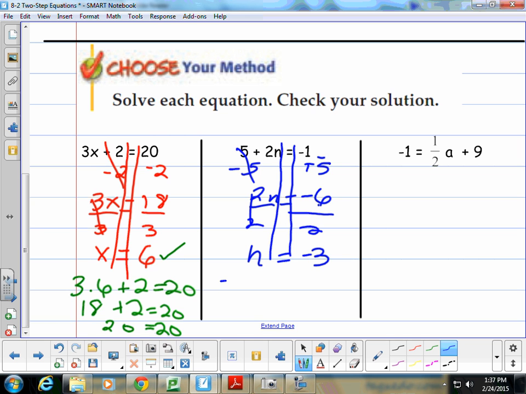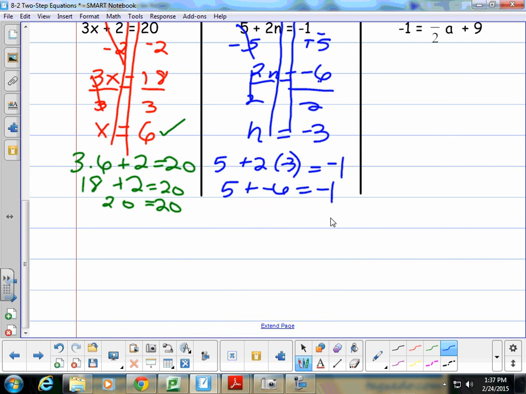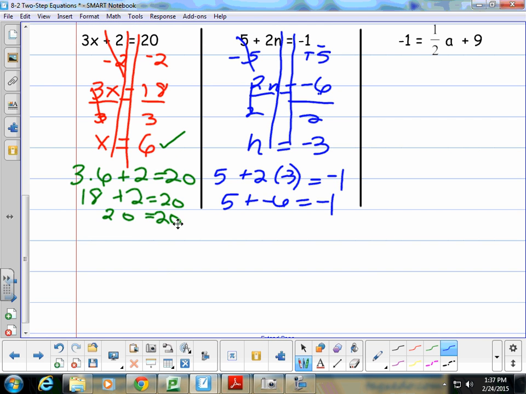Plug it in to check. 5 plus 2 times negative 3 should equal negative 1. 5 plus a negative 6 should equal negative 1. And it turns out 5 plus negative 6 is negative 1. So negative 1 equals negative 1. I don't know why that turned black suddenly, but that means that my solution is correct.